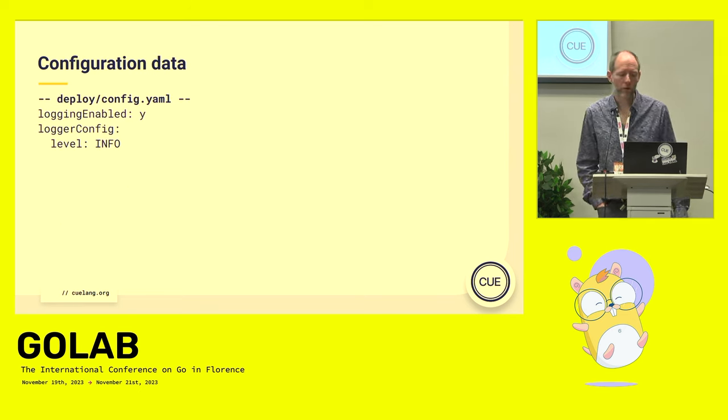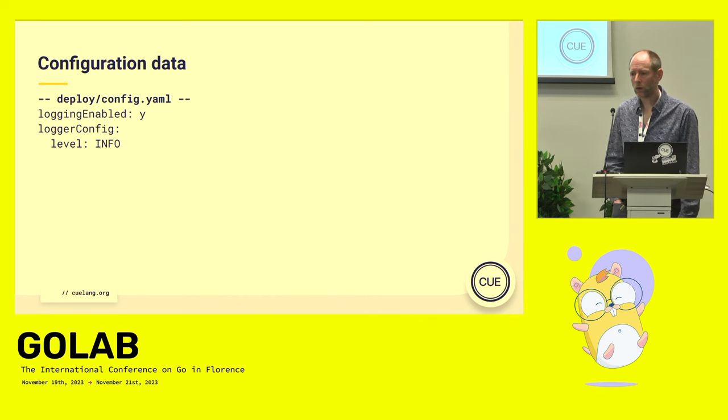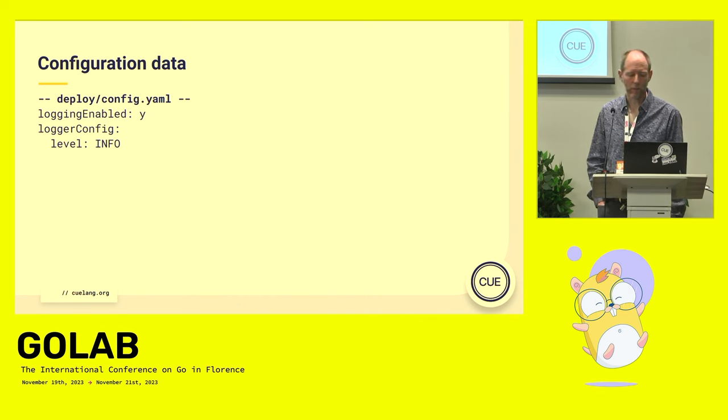All right, so we've defined our configuration schema, so what about the configuration data itself? Let's put that in the deploy directory. This is where I'll put all the configuration that we're going to deploy this program with. Let's start by writing it in YAML. I mean, this looks good, right? We love YAML.